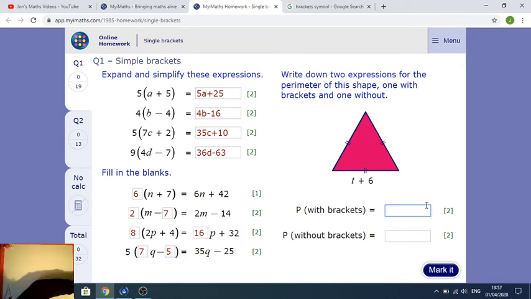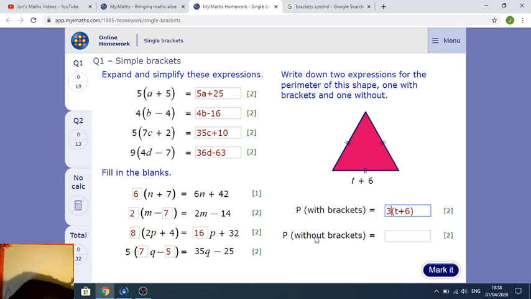So the last question, it says write down 2 expressions for the perimeter of the shape, this shape here, one with brackets and one without. So there are 3 sides to this shape, and there are little markers on there telling you that those sides are equal to one another. So that's an equilateral triangle, in fact. So if one of the sides is t plus 6, then the perimeter of the whole thing is going to be t plus 6, which we can write in brackets, t plus 6, and then multiplied by 3.